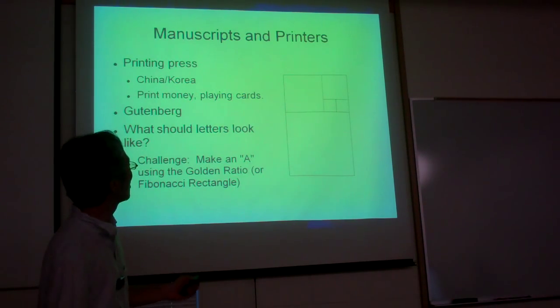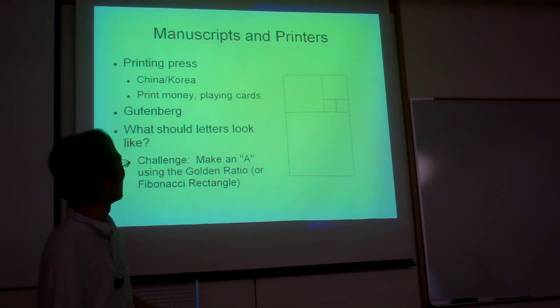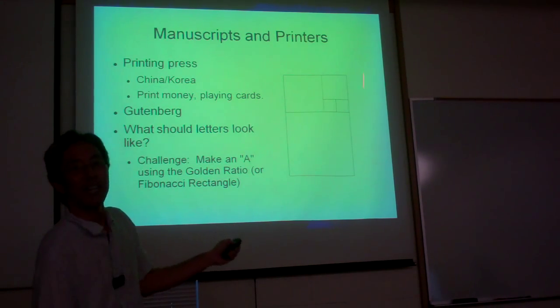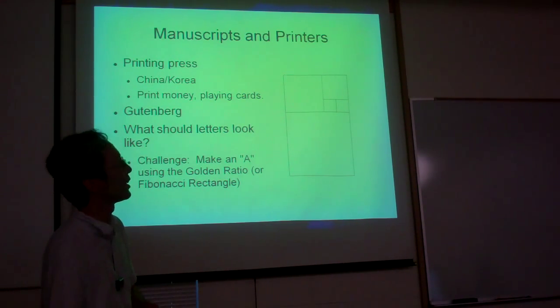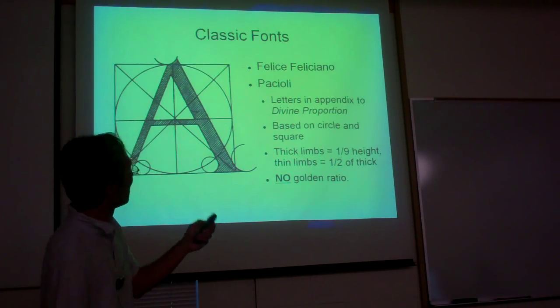And here's a challenge, which is, so here's a Fibonacci spiral. How do you make a letter A that is going to incorporate the golden ratio? Can you make a possible letter A that incorporates the golden ratio? Well, Pacioli, who introduces the golden ratio, doesn't even try to do so. Again, brief history.